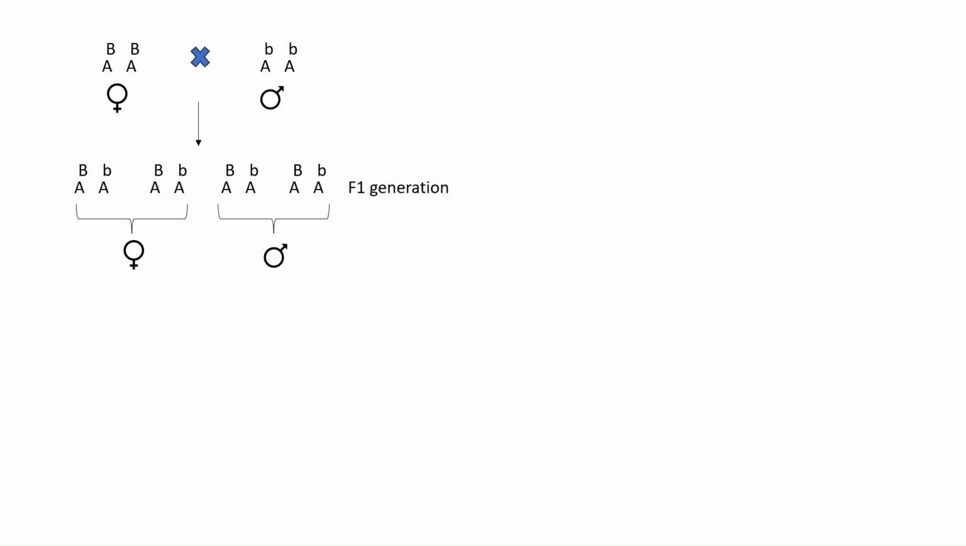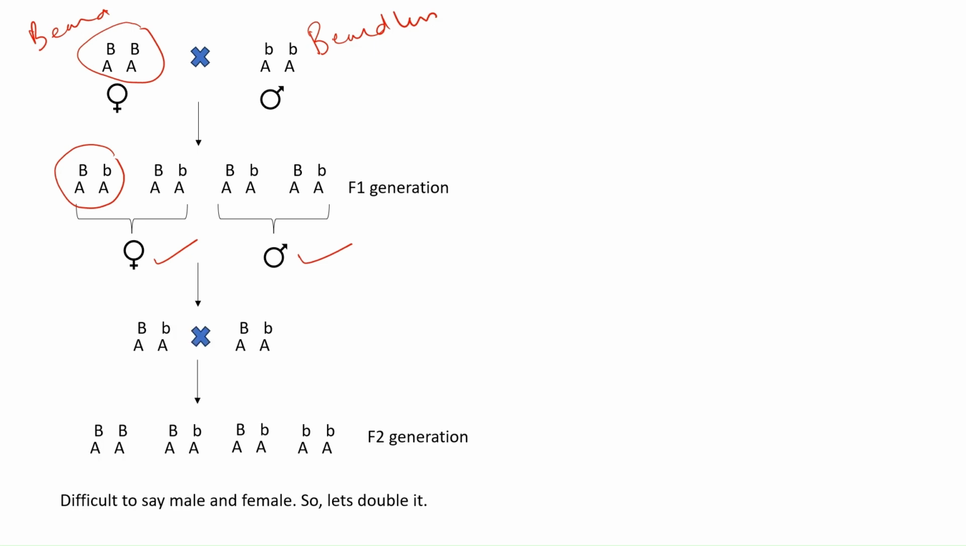Now, suppose a female having both the dominant alleles, that means having a beard, is crossed with a male who is beardless. In the F1 generation, we'll get heterozygotes, capital B small b, in females as well as in males. When the members of the F1 generation are crossed, that means two heterozygotes, one female and one male, then in the next generation we'll get the genotypes capital B capital B, capital B small b, capital B small b, and small b small b.